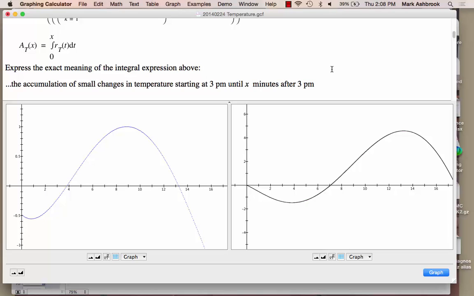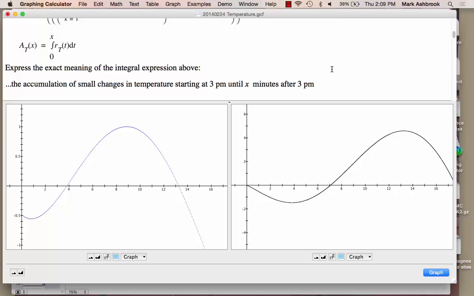The accumulation of small changes in temperature starting at 3 p.m. until x minutes after 3 p.m. Okay? Hopefully some of you said parts of that, or most of it. That's what the integral expression means. The accumulation of small changes in temperature starting at 3 p.m. until x minutes after 3 p.m. Or starting at x equals 0 until x, if you can say that too. Starting at x equals 0, which is 3 p.m., until x.